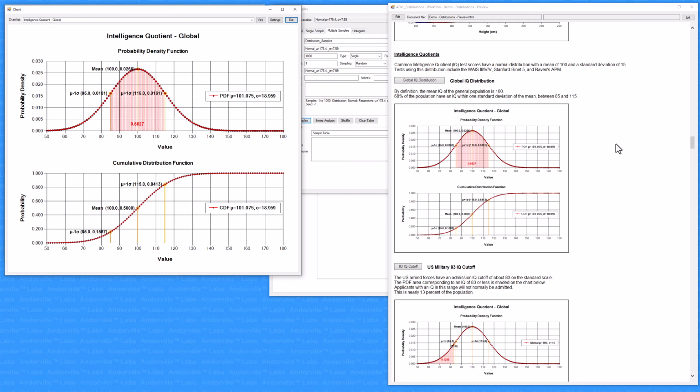Common Intelligence Quotient, or IQ, test scores have a normal distribution with a mean of 100 and a standard deviation of 15. Tests using this distribution include the WAIS 3, 4 and 5, the Stanford Binet 5 and Raven's APM. By definition, the mean IQ of the general population is 100. 68% of the population have an IQ within one standard deviation of the mean, between 85 and 115.